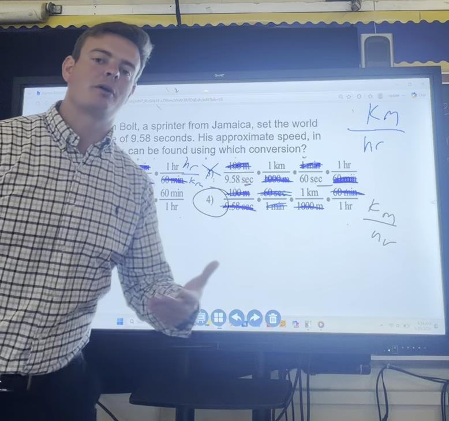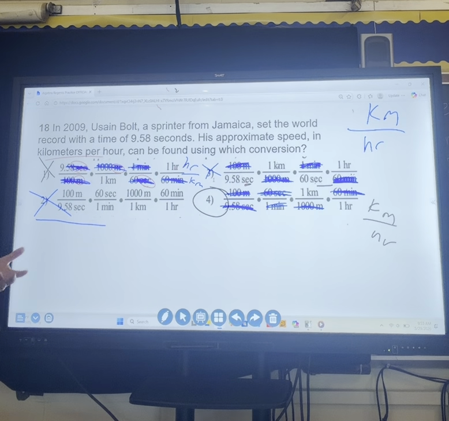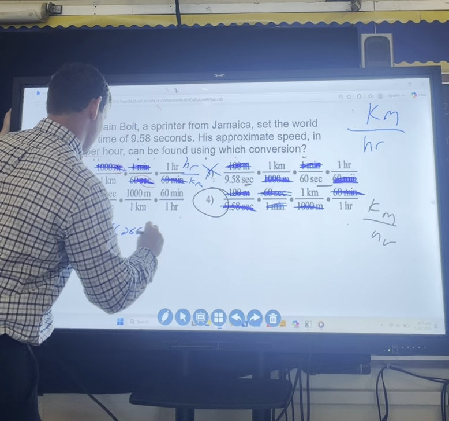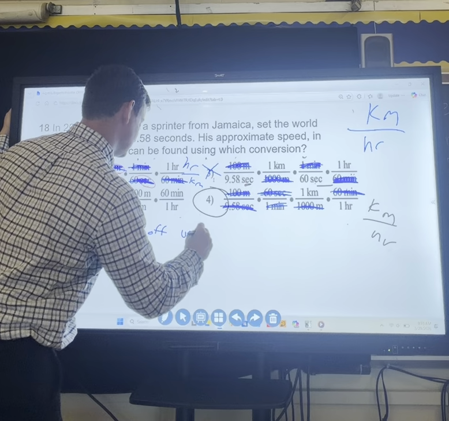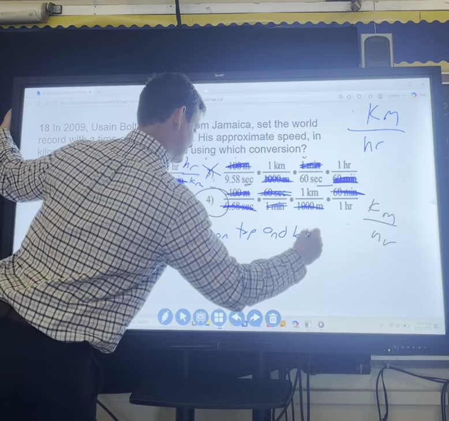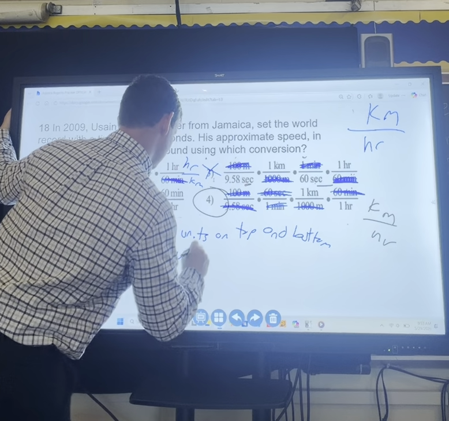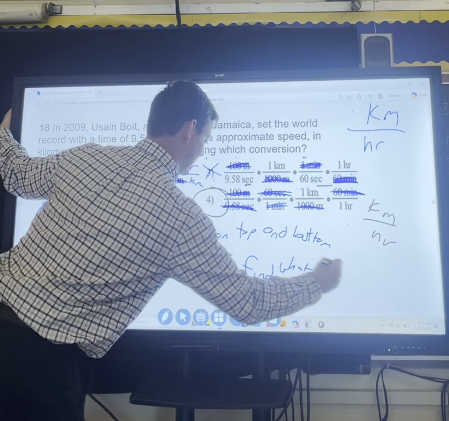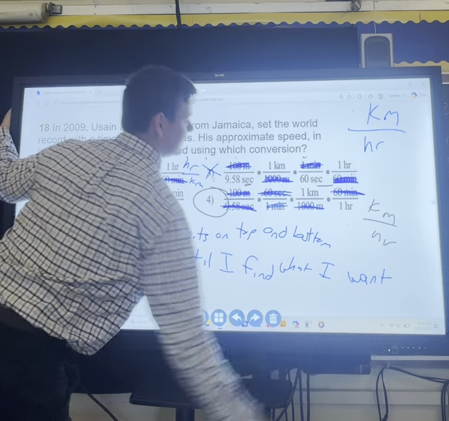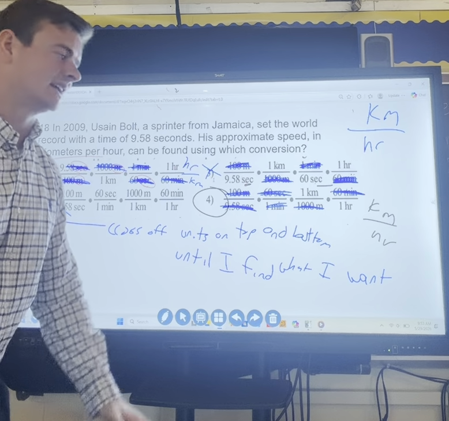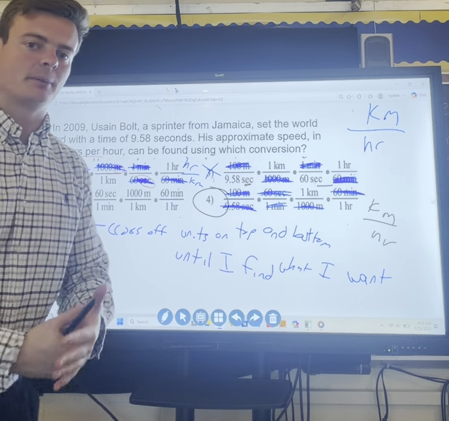How can I best show my work on my homework solutions for this? Instead of writing it all out, I would just write cross off units on top and bottom until I find what I want. That's all the multiple choice. I hope that made sense. Again, if that didn't make sense, come in Monday with questions.